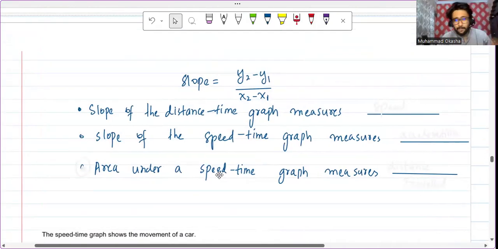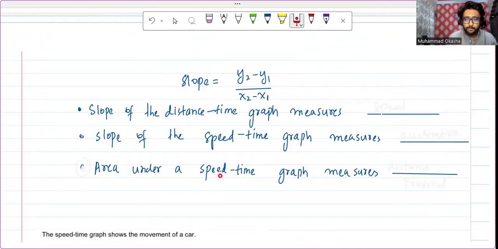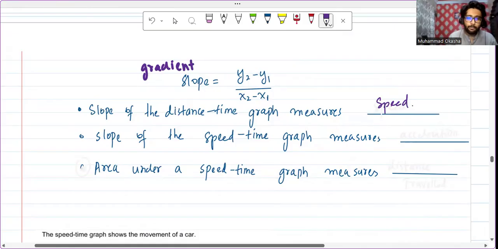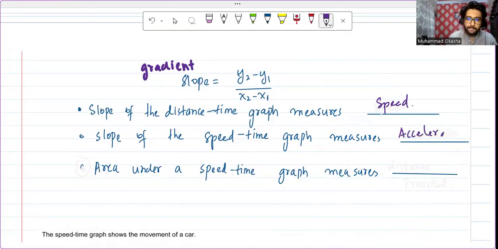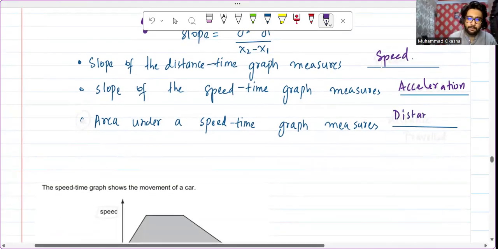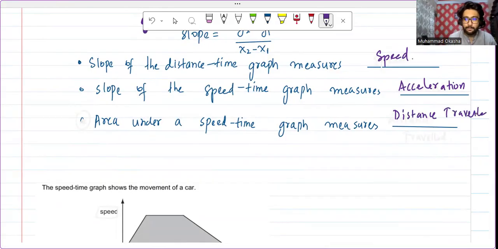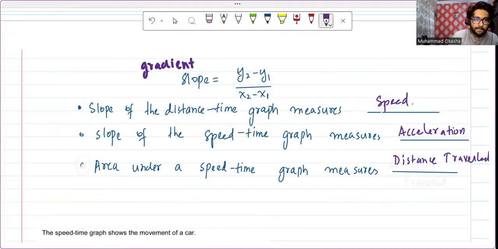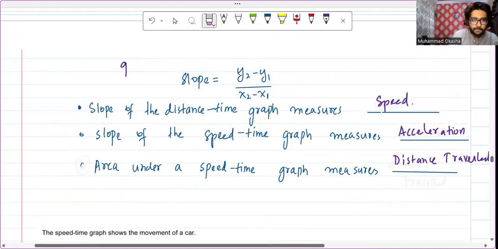Next we have three very, very important statements. How do we measure slope? Slope is y2 minus y1 divided by x2 minus x1. The gradient of a distance time graph measures speed. This is something you need to know. The slope of a speed time graph measures acceleration, while the area under a speed time graph measures distance traveled. These 16 graphs and these three facts are really important for tackling past paper questions. Let's move on to past paper questions.